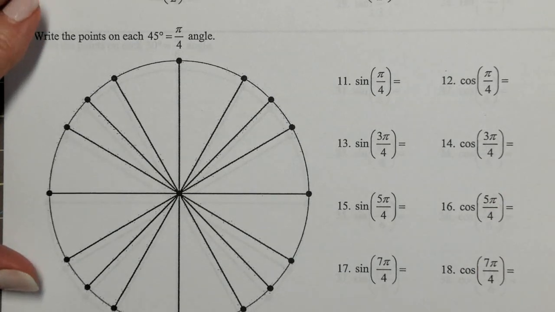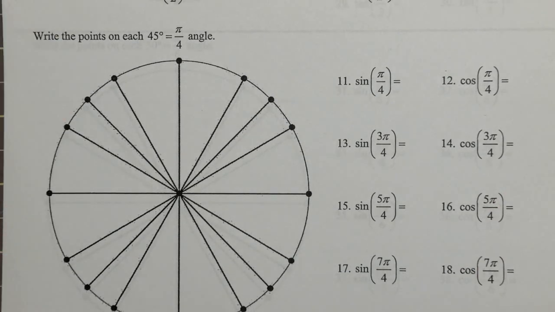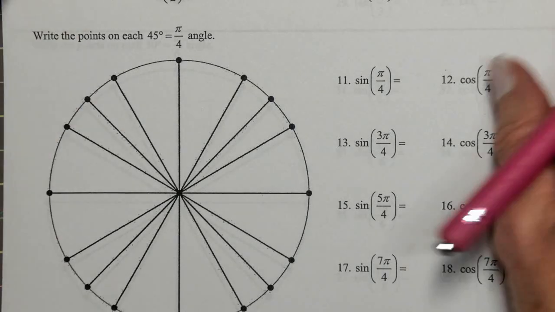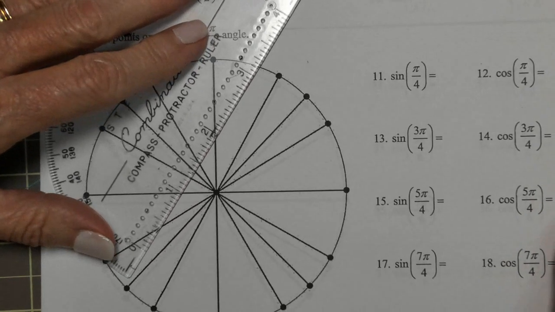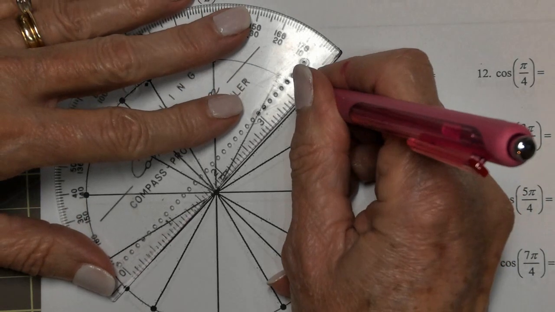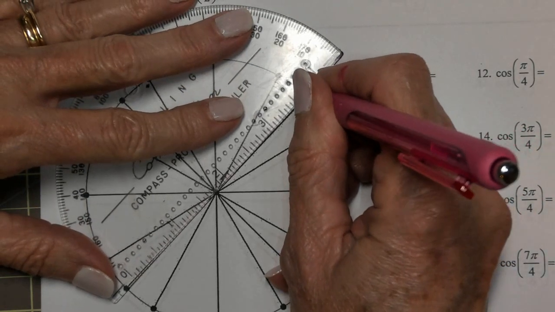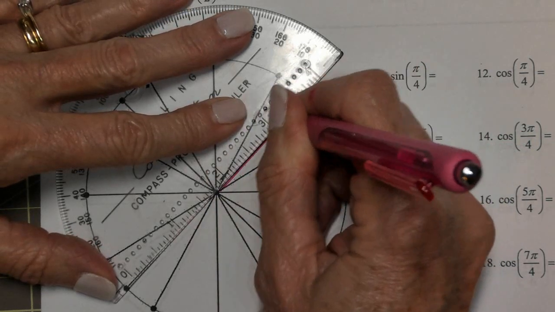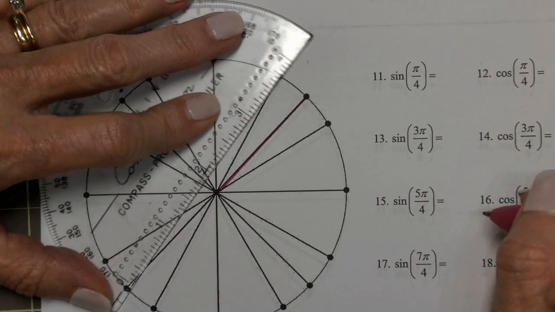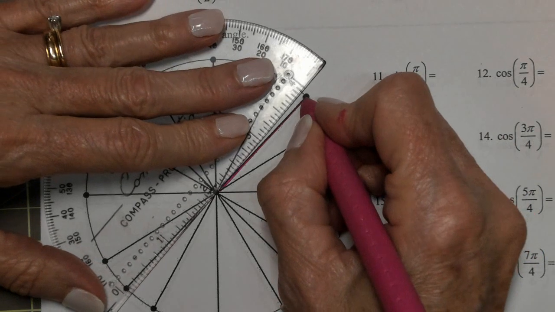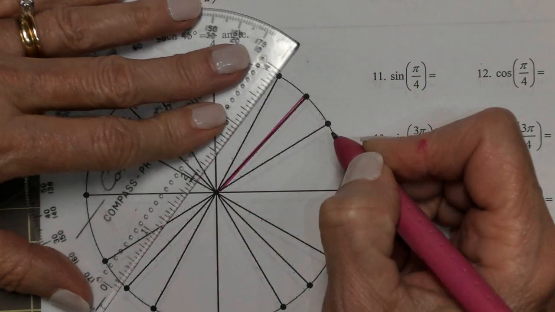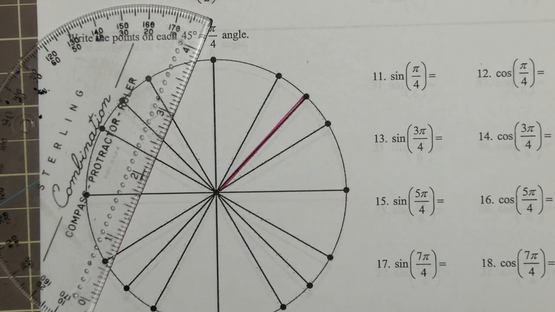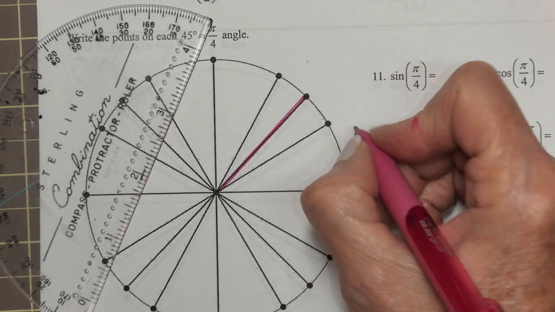I'm going to draw the pi over 4 angle. Where's my little... I lost it. Oh, it's under here. Okay, a little straight edge. I'm going to draw the pi over 4 angle here. You can hardly see it. Let me draw it a little bit off here. There we go, that's better. Okay, there's the pi over 4 angle.